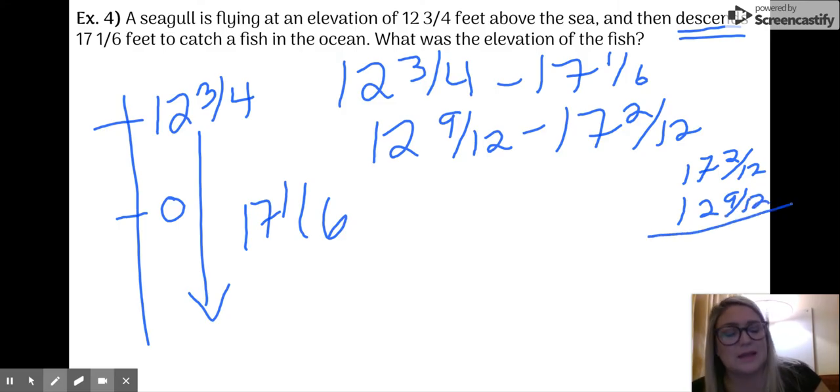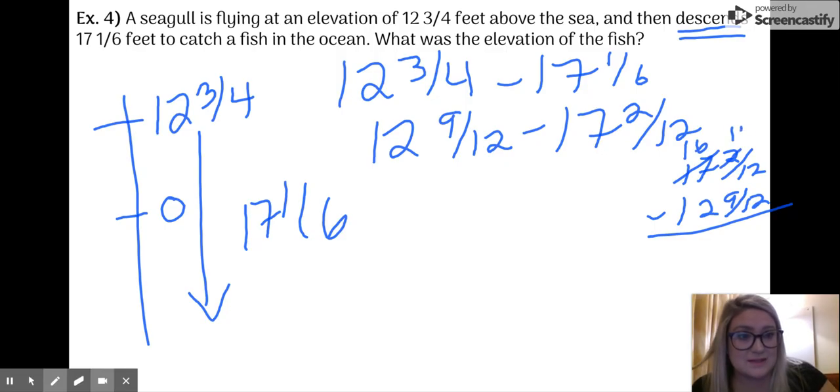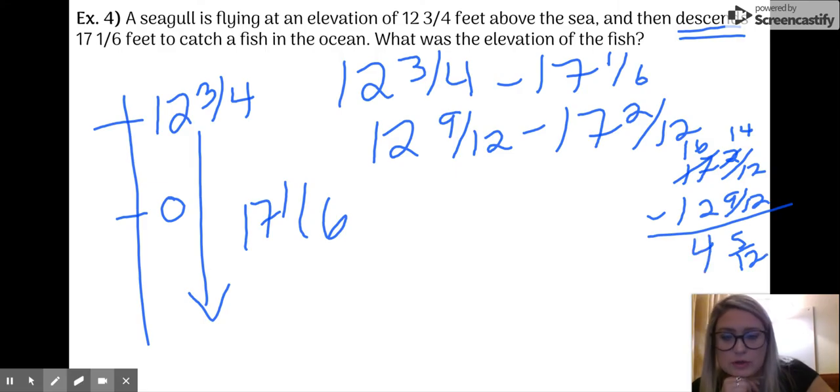So once again, I can't take 2/12 and 9/12 and get a positive. I'm going to end up with a negative, and I don't really want to work with negatives on top of negatives. So I'm going to turn this into 16. I'm going to turn this into 14/12 because I really just took one whole from here and I added it to this fraction to make my subtraction easier. So 14/12 minus 9/12 would be 5/12. 16 minus 12 would be 4. So we end up here with 4 5/12.